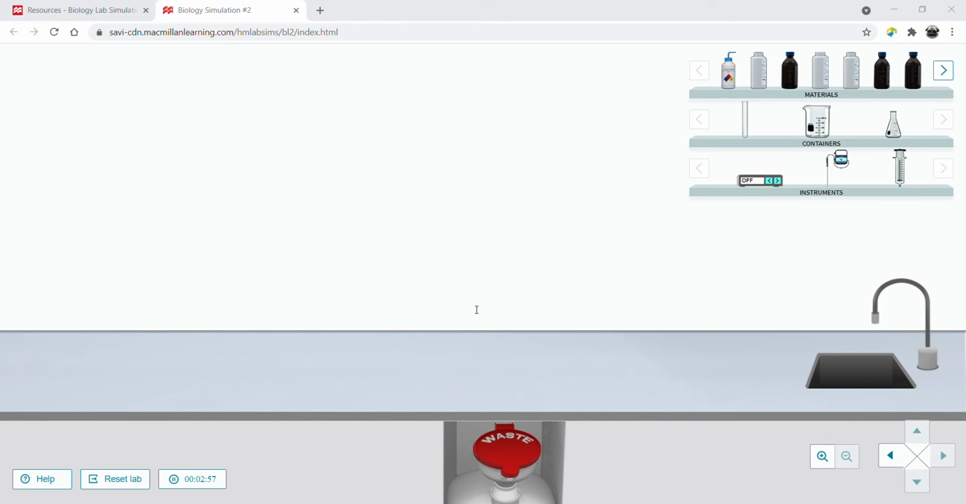So we do this one at a time. I'm on experiment 1 on page 4. The first one is the Benedict's test for reducing sugars, and this requires a water bath. So we're going to take a water bath from the shelf, and we're going to heat it to 100 degrees.